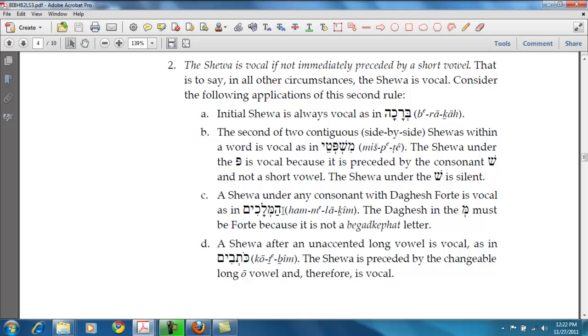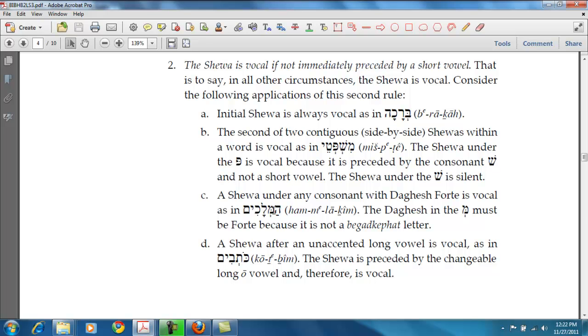A shava under any consonant with a dagesh forte is vocal, as in hamelachim. So this has got to be a dagesh forte because it's in a non-begadkefat letter here. I mean, this is a non-begadkefat letter, so it's got to be a dagesh forte. There's no other way it could be.